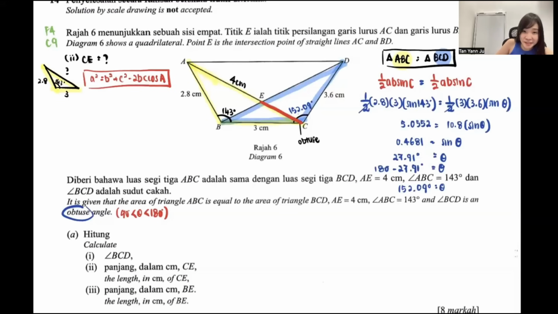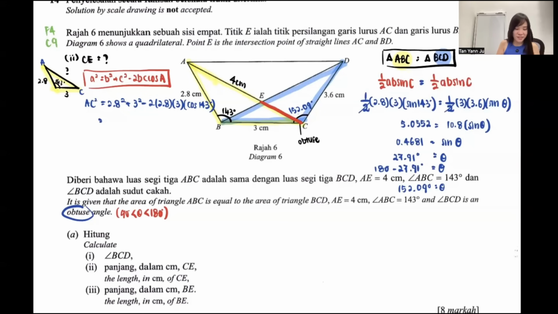Can. So, my dear, the AC is exactly the length from A to C, so I put A to C. One side is 2.8, another side is 3, minus 2 times 2.8 times 3 times the middle angle, cos 143 degrees. Let's press the calculator: 2.8 squared plus 3 squared minus 2 times 2.8 times 3 times cos 143.